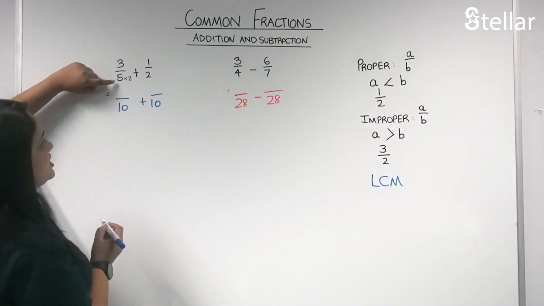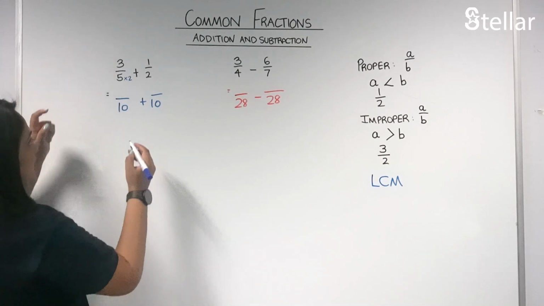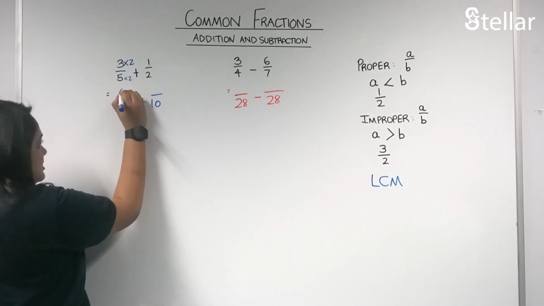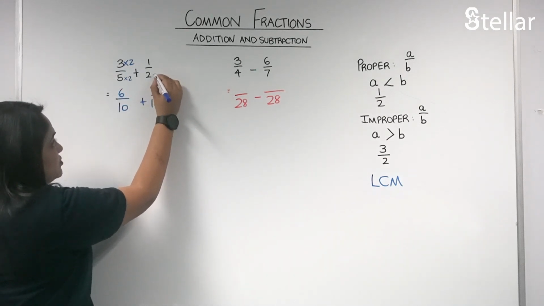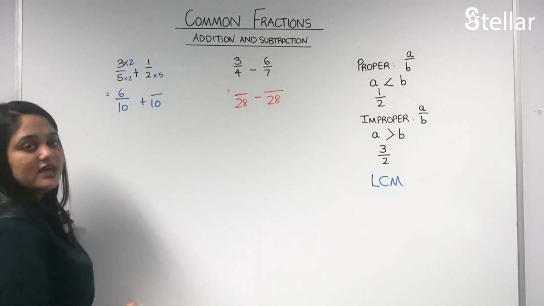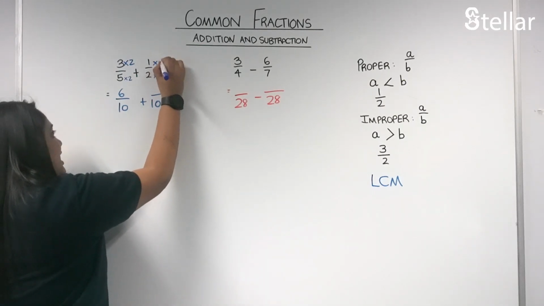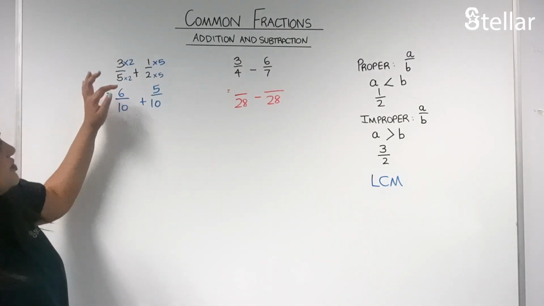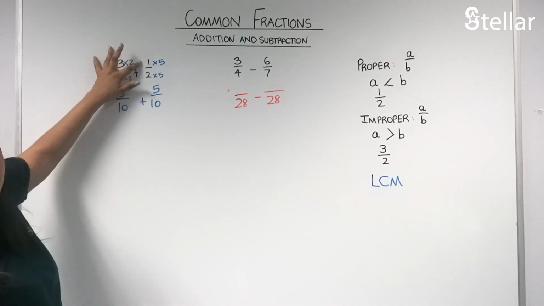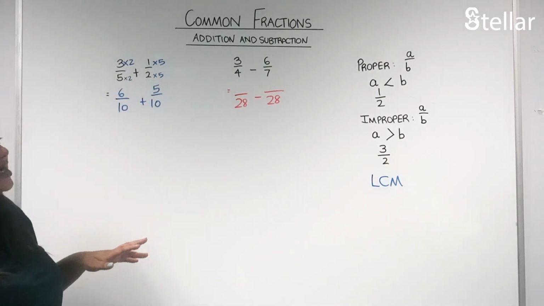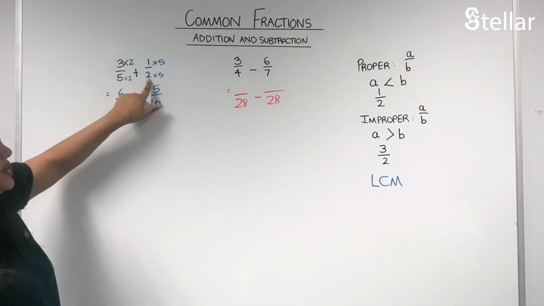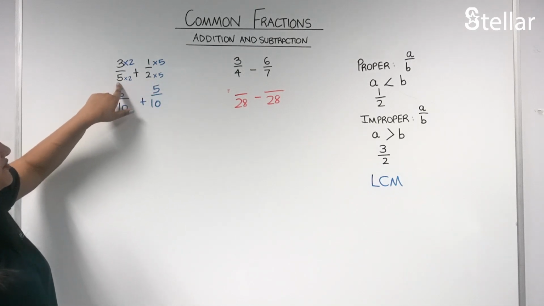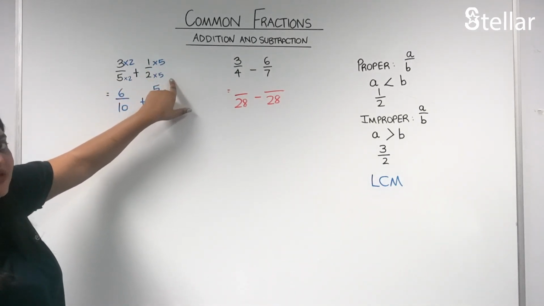So what I do to the denominator, I need to do to the numerator. So 3 times 2 is 6. 2 times 5 is 10. So 1 times 5 is 5. Can you see that? Whatever you do to the denominator, you must do to the numerator. More often than not, it's the opposite. So if this denominator is 2, then you're multiplying by 2. If this denominator is 5, you're multiplying by 5.